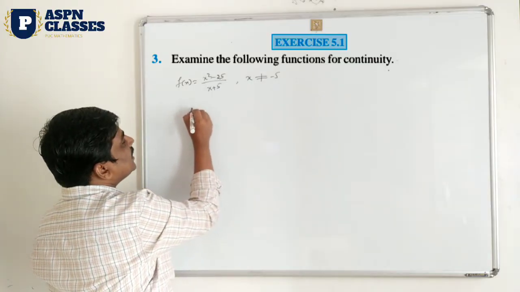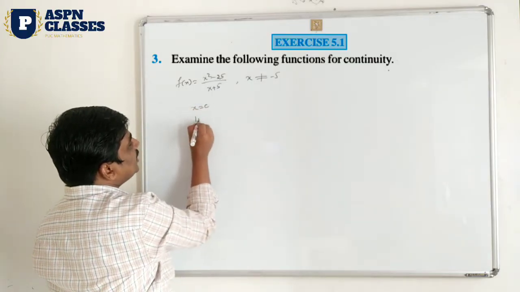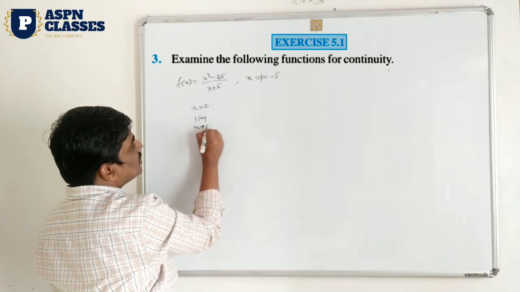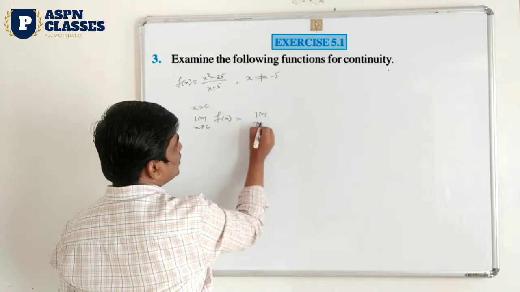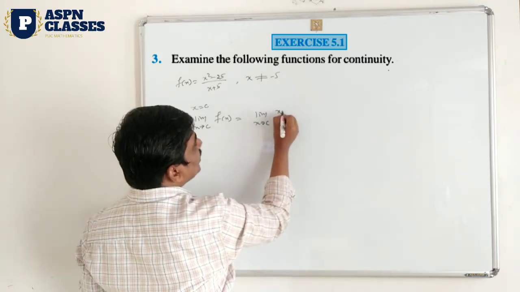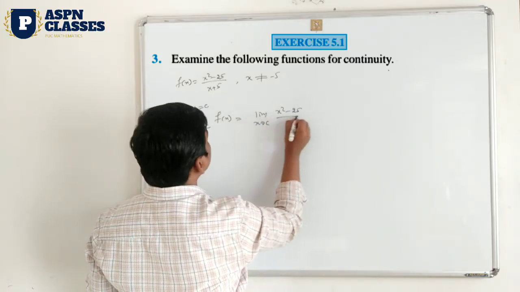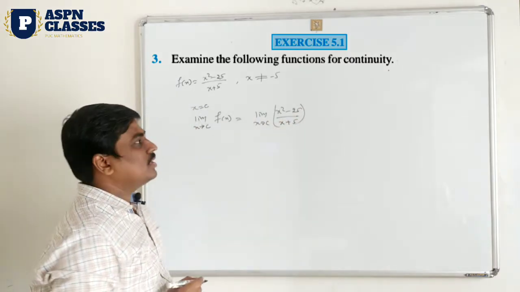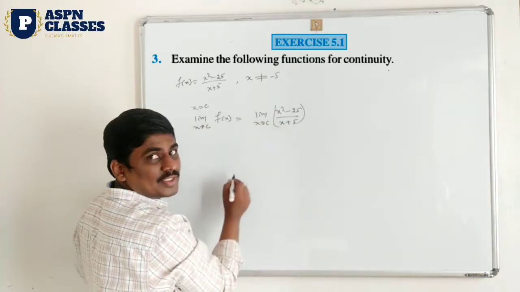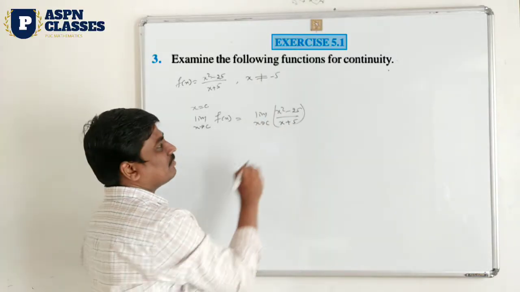So you take x equals c only, the limit of x tends to c, f of x is equal to the limit of x tends to c. What is f of x here? x square minus 25 divided by x plus 5, correct? Okay, so here observe this. In this case observe it here. I think in first year we already solved this type of example.